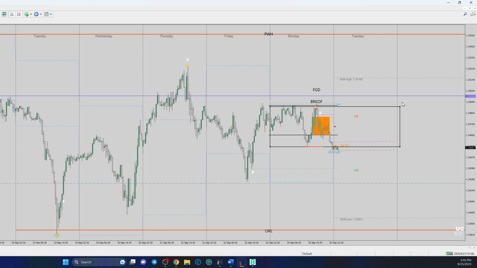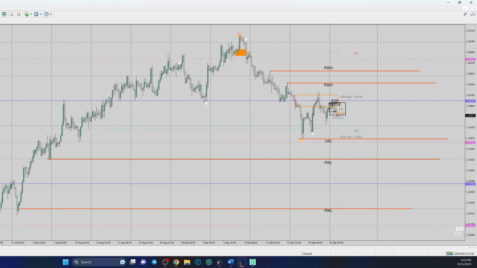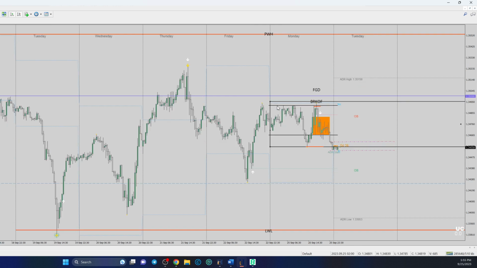Just drawing all this stuff out. Okay, so I'll go back to H4 and make this longer. Oh, I'm starting to grab stuff that I don't need to. There we go. Come back down here, let's fix it. Okay, that looks good. So that's the open range, high and low of the day.